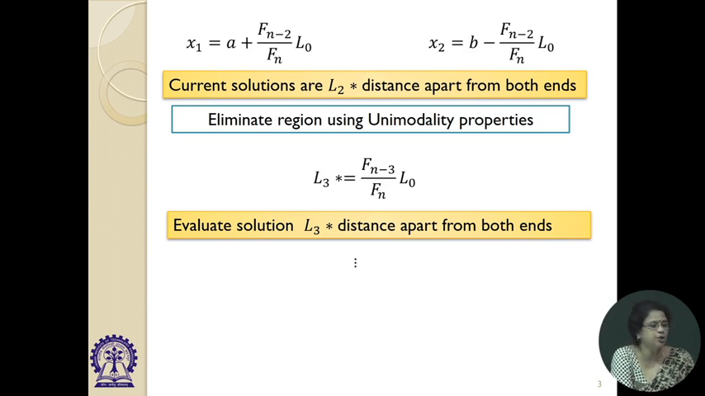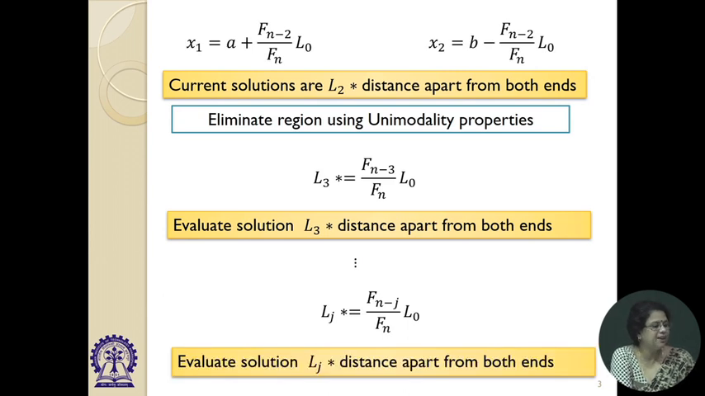Then I will find L4 star. I will say the current solution must be L4 star distant apart from both the ends. This way I will proceed. In the jth iteration, I will get Lj star as this value, and you see the beauty: L2 star was Fn minus 2 by Fn L naught, but here L3 star is equal to Fn minus 3 by Fn L naught. L4 star is Fn minus 4 by Fn L naught. Like that, how far can I go? I can go up to n, because at the time of n I will have Fn minus n, that is F0 by Fn.